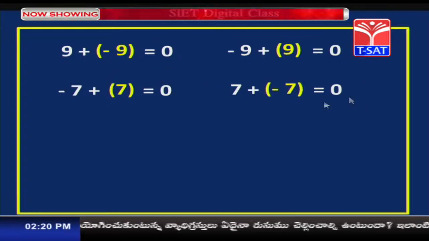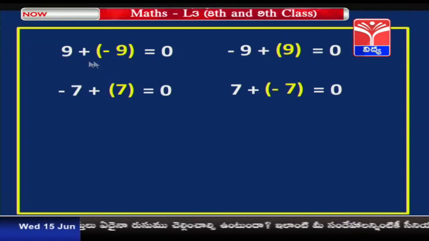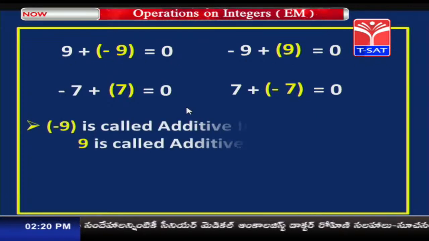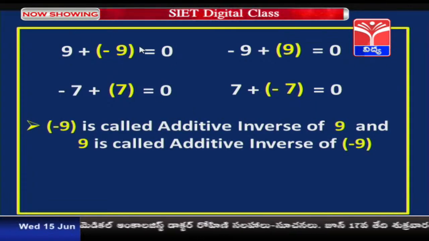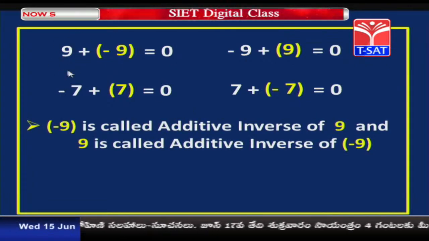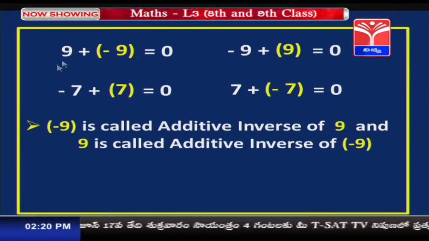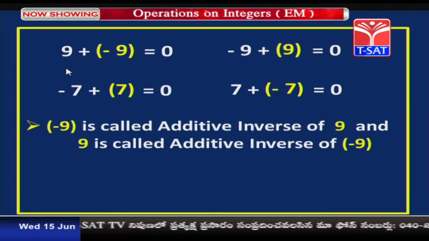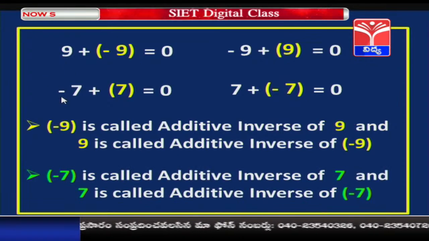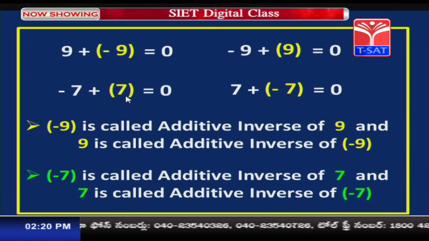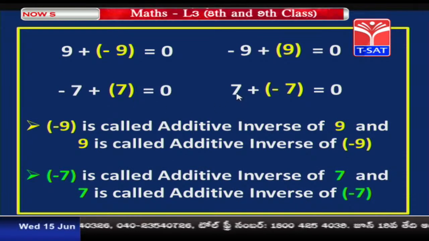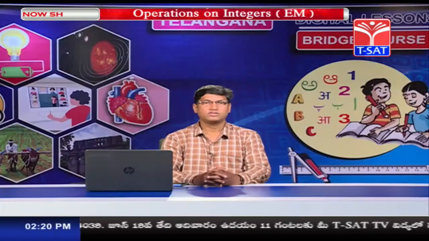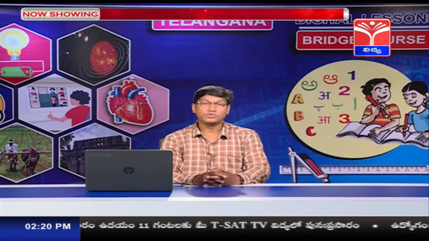So, here, children, if you notice, when we are adding these two numbers, we are always getting the resultant as 0, isn't it? Here this minus 9 is called the additive inverse of 9. Similarly, this 9 is called additive inverse of minus 9. Likewise, I can say minus 7 is additive inverse of plus 7 and plus 7 is additive inverse of minus 7. So, children, let us see what actually additive inverse states.